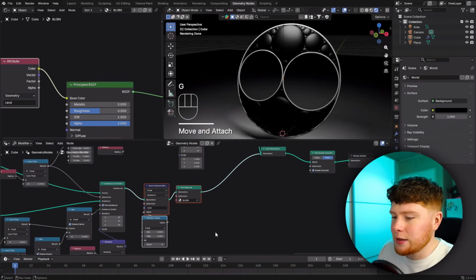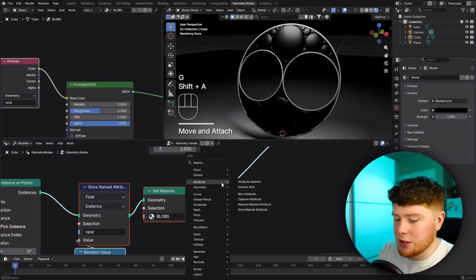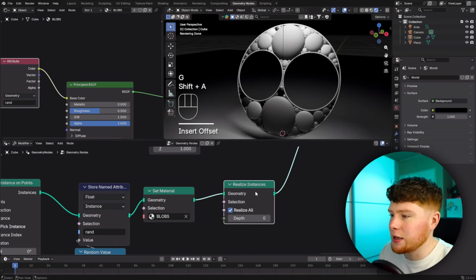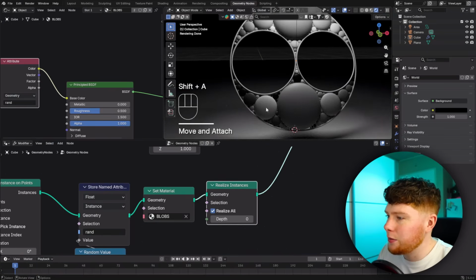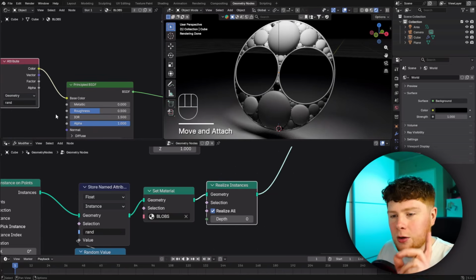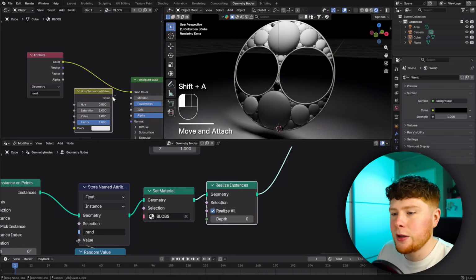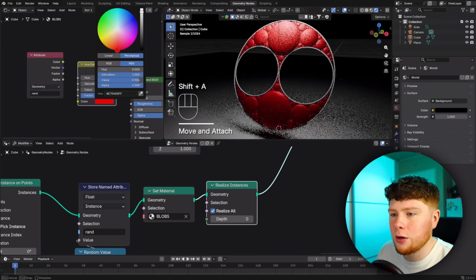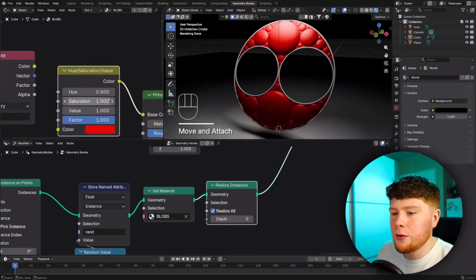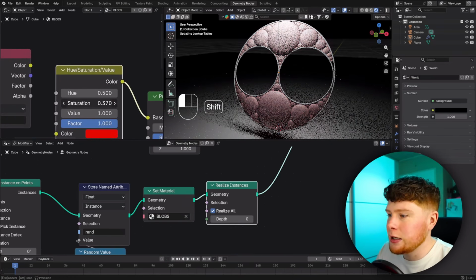And the reason for that is because we have to realize these instances. So let's do a realize instances node. And now we're getting a random value for each point. And a cool thing that I found is if you do a hue saturation value node and we set the color on red, for example, and now if we set the iteration lower, you see we're changing it like this.